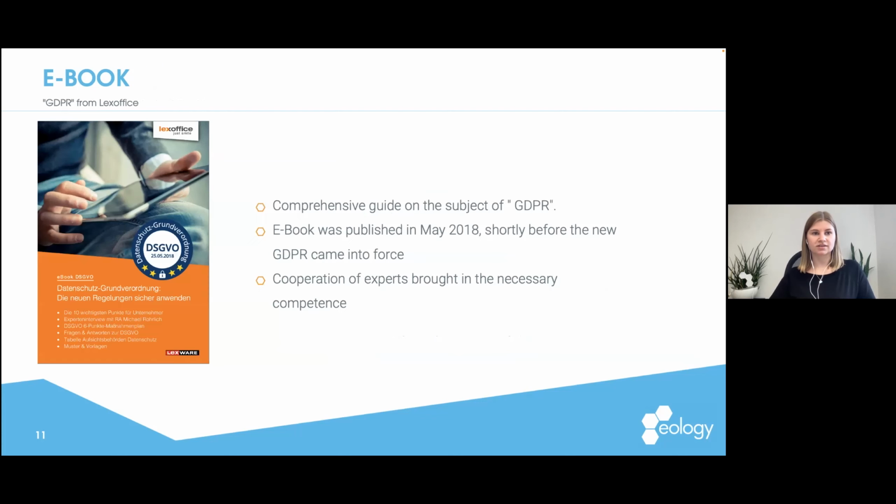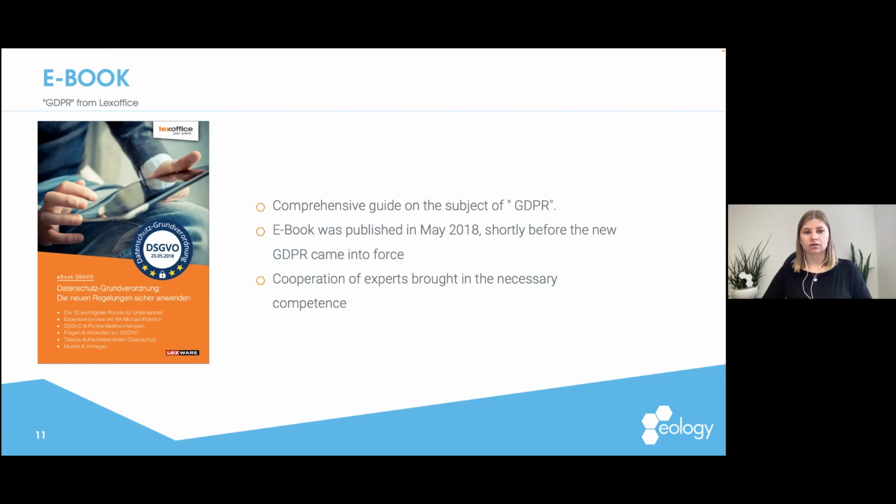The second example is an ebook. It's the GDPR ebook from Lexoffice, Lexware. It was a comprehensive guide on the subject of GDPR. The GDPR came into force in the summer months of 2018. So shortly before it came into force, the ebook was published and we distributed this ebook.